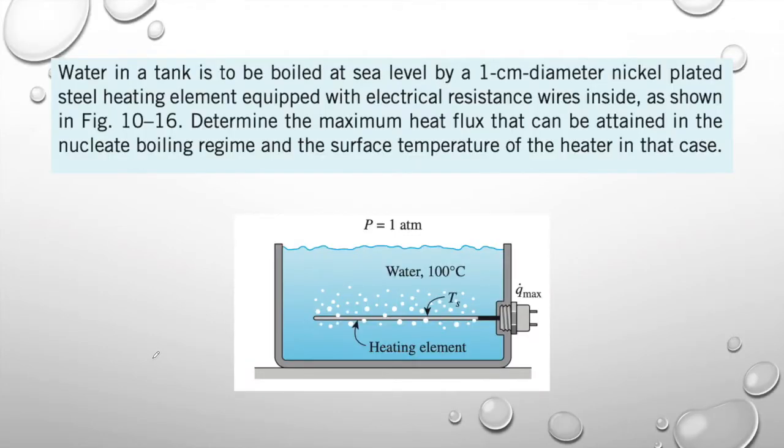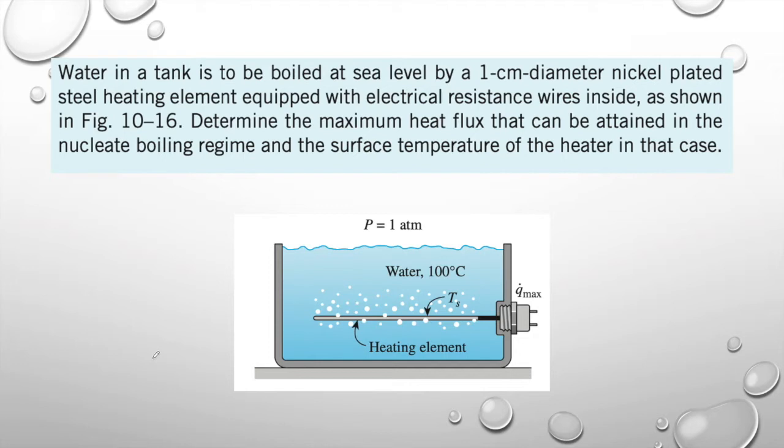Water in the tank is to be boiled at sea level by a 1 centimeter diameter nickel plated steel heating element equipped with electrical resistance wires inside, as shown in figure 10.6. So that means the maximum heat flux that can be attained in the nucleate boiling regime and the surface temperature of the heater in that case. So water in the tank is to be boiled at sea level.